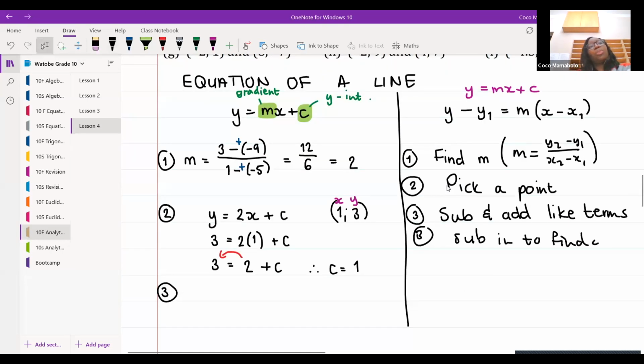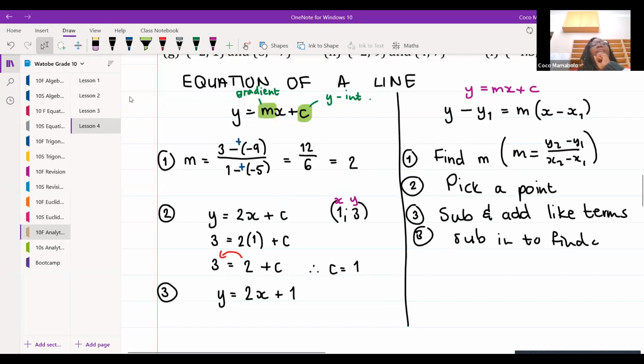Let's put it back into our formula. So what is my formula going to say? It's going to say y equals 2x plus 1. Beautiful. Well done. Thank you. Okay, very well done.